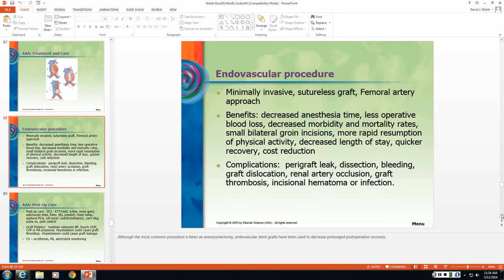Now, complications from this are going to be your perigraft leak. The aorta could dissect. They could have bleeding. Also, the graft could dislocate. They could run into renal artery occlusion, graft thrombosis, incisional hematoma, or infection.